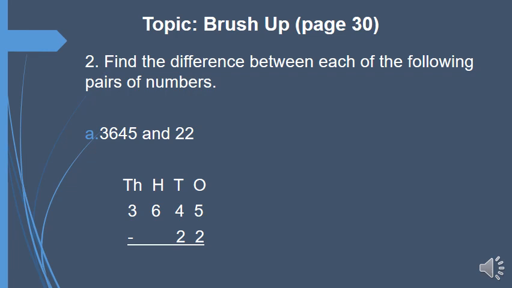Question number 2 is: find the difference between each of the following pairs of numbers. All we have to do is find the difference. The term difference is referring to comparing two numbers, and by comparing two numbers, it means subtraction. We have to do the subtraction of these sums.